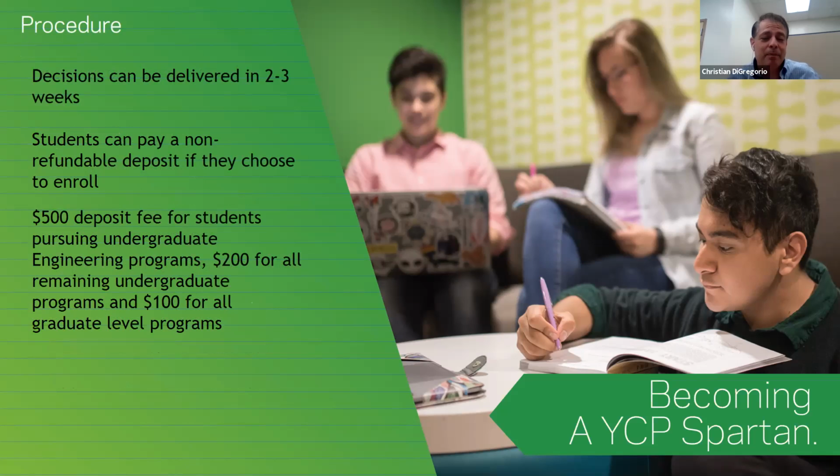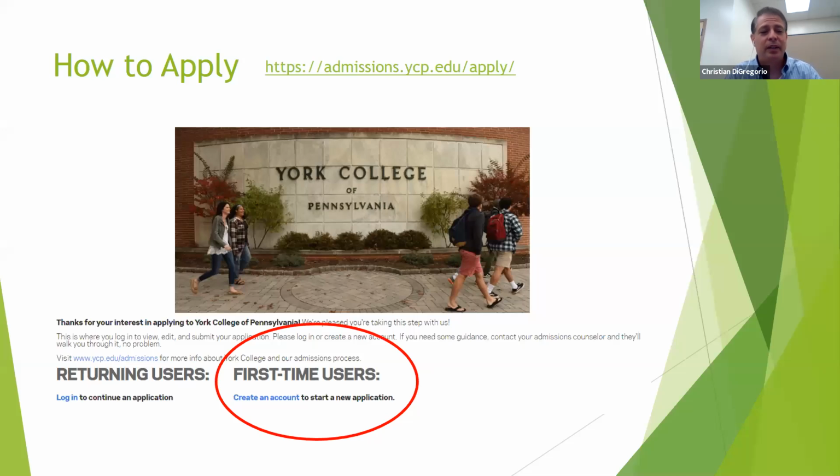All right, we can get decisions out quite quickly. If I'm traveling, it might take me a little bit longer to present your file to the admissions committee. This time of year, it takes about a week. When I'm traveling, it might take 3 weeks. But for the most part, it can happen quickly. If you're accepted and you want to commit to York, you can pay a non-refundable deposit. It's $500 for engineering programs, $200 for all other undergraduate programs, and $100 for graduate level programs. All right, so you would go to that link. You would go to first-time users, create the account, and then you would apply.